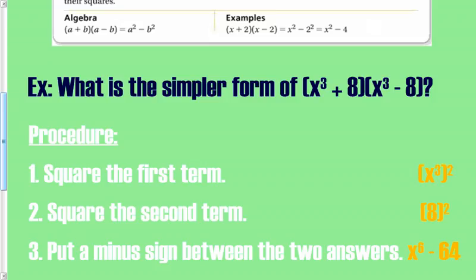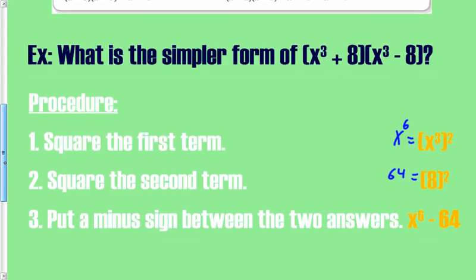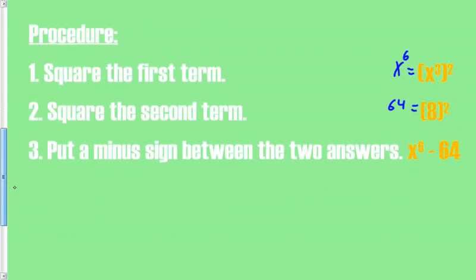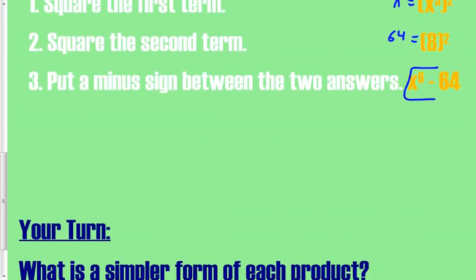But it says, what is a simpler version of x cubed plus 8 times x cubed minus 8? So here's our procedure. Step 1, square the first term. So x cubed squared would be x to the 6th power. Square the second term. So it's 8. 8 squared is 64. Put a minus sign between the two answers, and we get x to the 6th power minus 64. Keep them in the same order, though. So we kept the x's in front. So that's where we got x to the 6th minus 64.